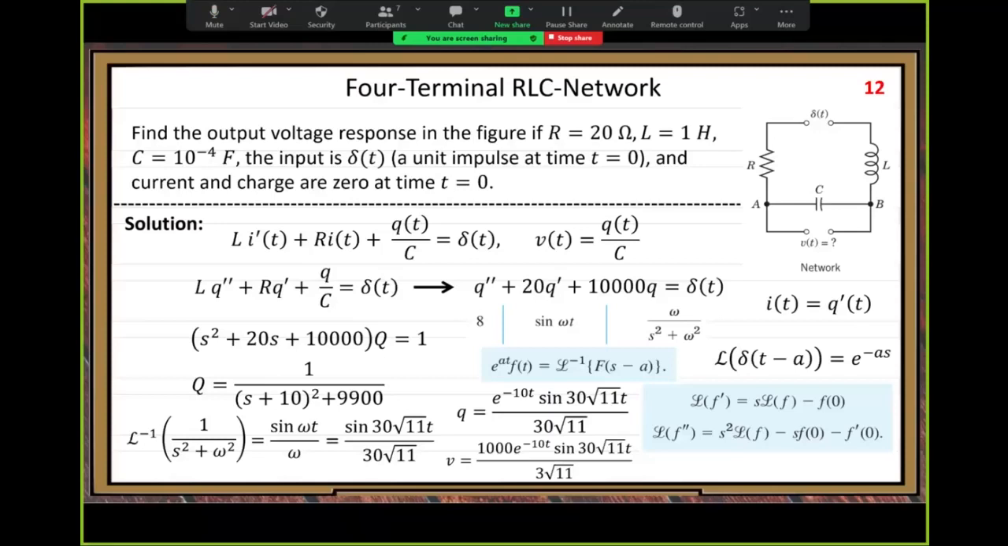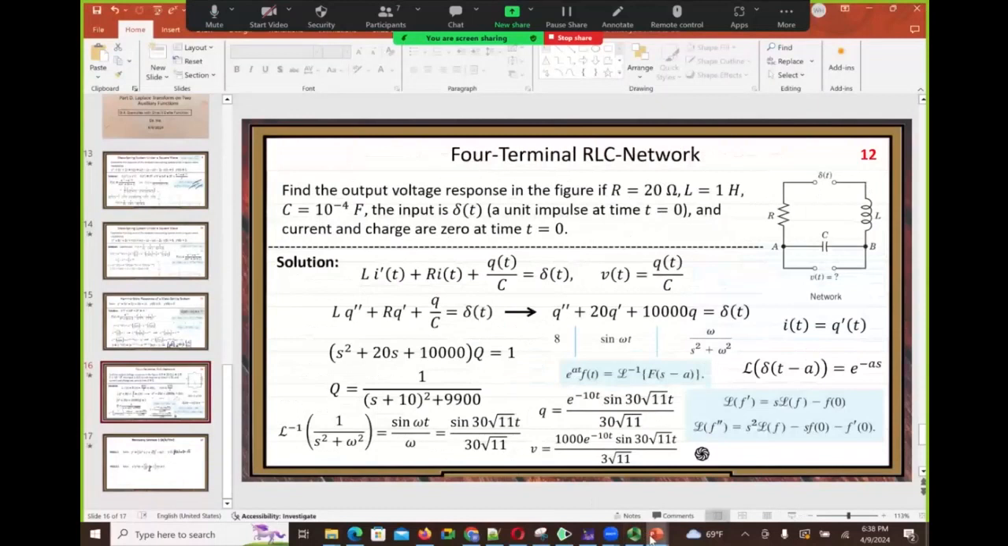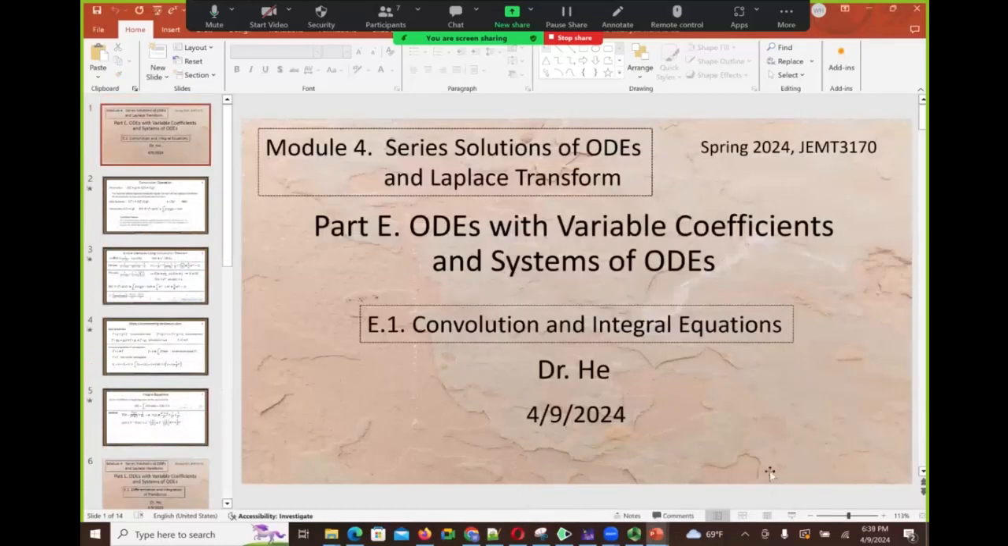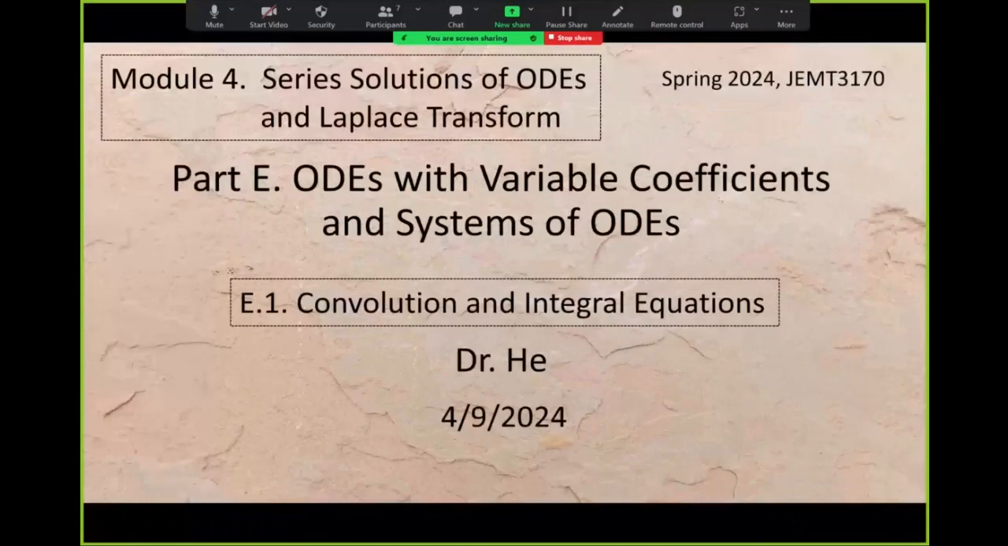All right, so we finish part C, and now part D. The last part is part E. We still have some interesting topics, some powerful tools we can learn in this part. After these five parts, A, B, C, D, E, we should have very solid knowledge of the Laplace transform, because we have several powerful tools we can use.